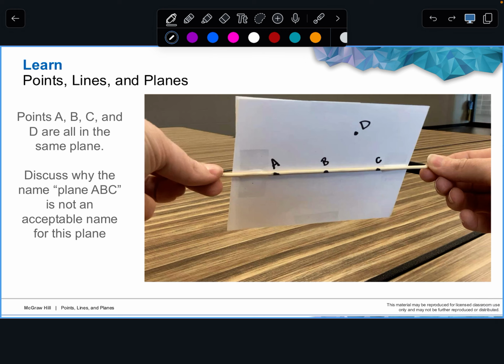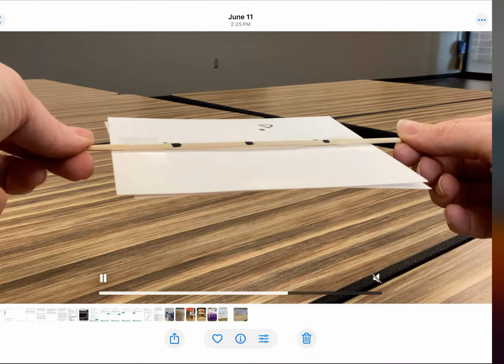Now, here is my example. I have gone together and I've constructed this plane. It's a sheet of paper that models a plane that has 4 points on it. Now imagine that there's a line. That stick is a line, and A, B, C all have those points on it. A, B, C are collinear, and D is not collinear. They're all on the same plane. Discuss why plane ABC is not an acceptable name for this plane. I want to show you a video that may help explain why.